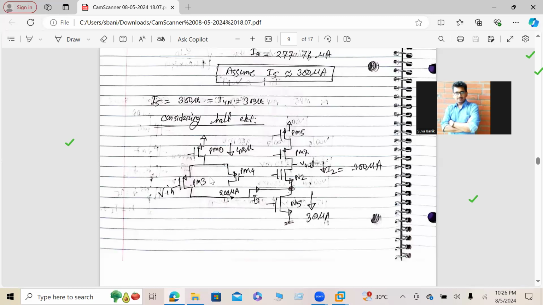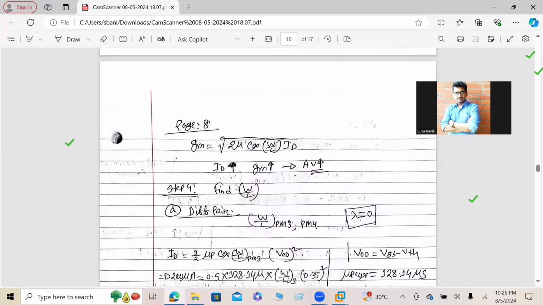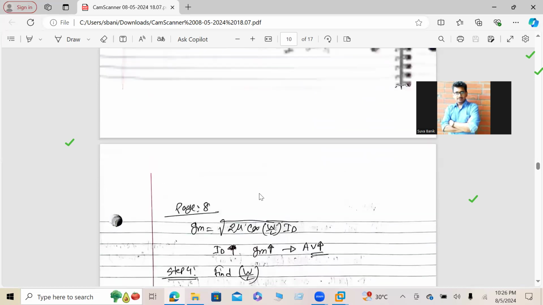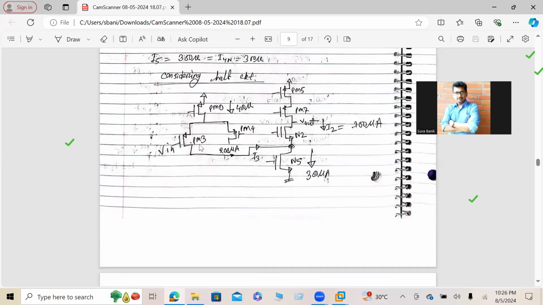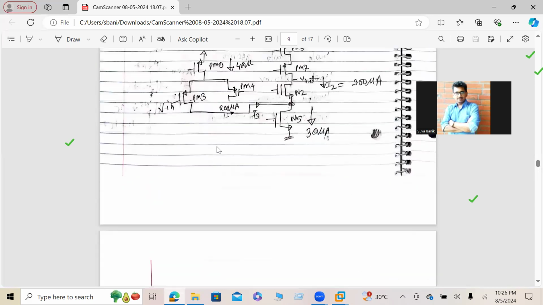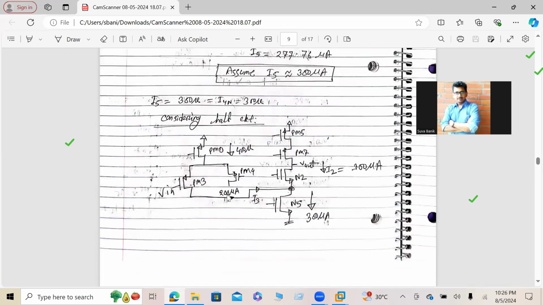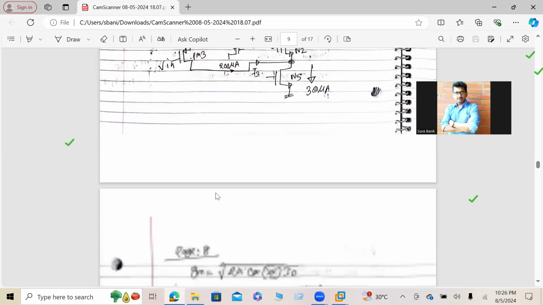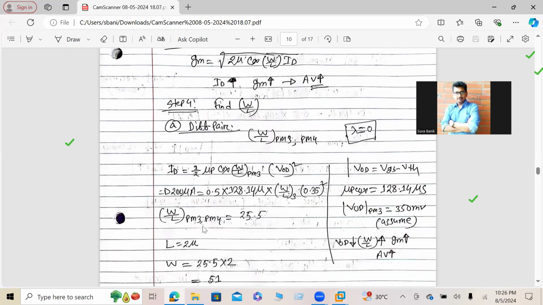Why did I allocate higher current in this differential path? Because the gain of the circuit is related to the GM of the input stage, let's say PM3, GM of PM3. This is one of the formulas of GM, and we can see if my ID increases, if my current increases, my GM increases, and eventually my gain will increase. So this is my intention. If I assume higher current in this branch through PM3, its GM will increase, and my gain will increase. Okay.